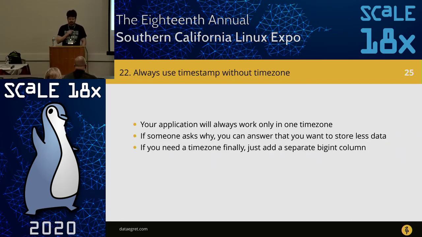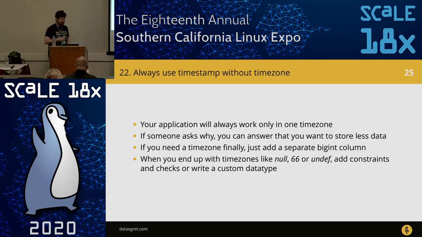If you need a time zone finally, just add a separate bigint column. Don't add int4, because with int4 you can run out of int4s on time zones. Then you end up with time zones like null, 66, undef, -1, or something like this. Add constraints and checks. Or better, write a custom data type. Because timestamp with time zone is the proper thing to handle those things. Just do like this.